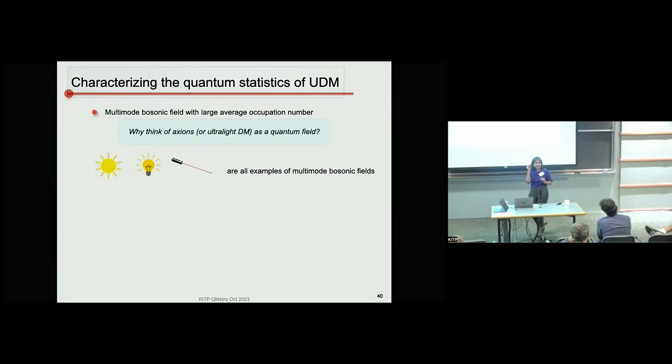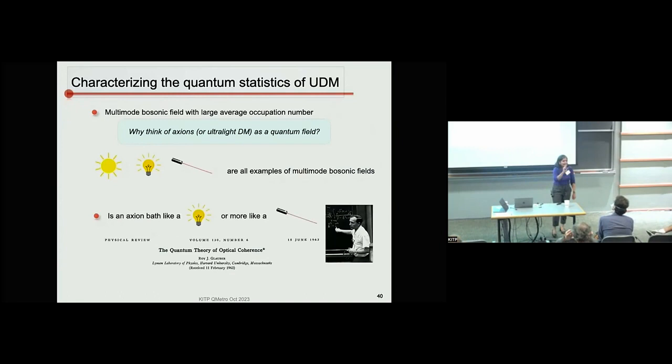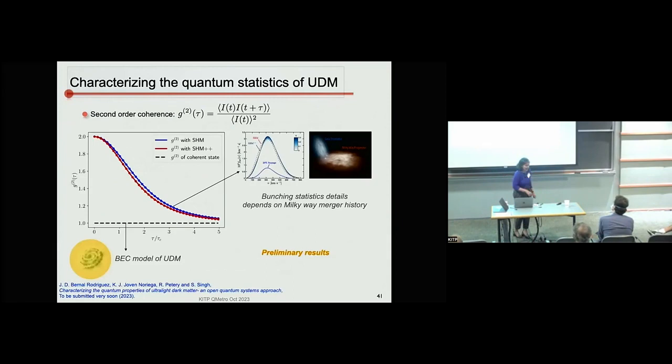And this is the intuition that I would say comes from quantum optics. We know how to look for quantum coherences in large occupation number bosonic fields, thanks to Roy Glauber. So I made my students read his paper in journal club, and then we sat down and did the calculations, and this is what we found. So if you take an ultralight dark matter field and you have this nice standard halo model velocity distribution, and you look for G2, you're going to see stuff like this.